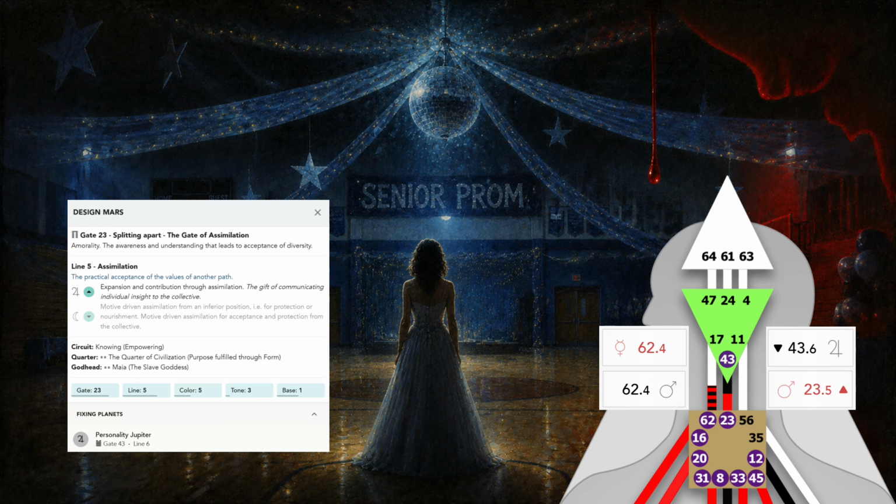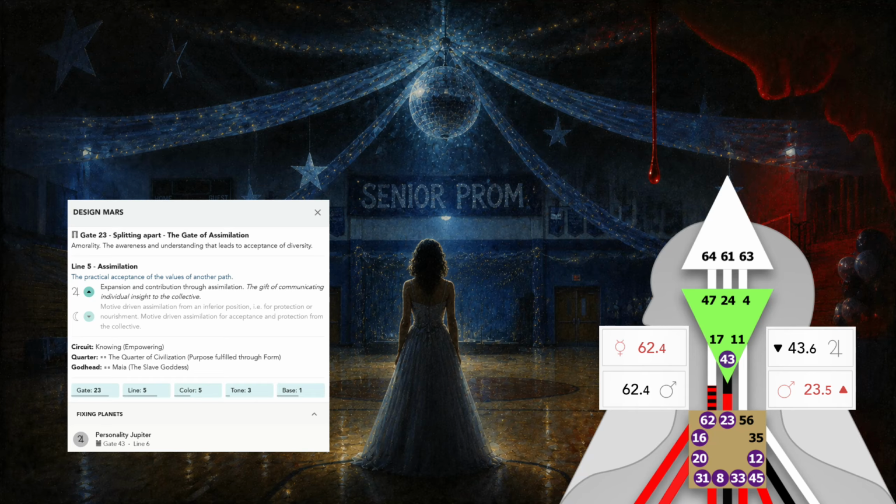Mars activates this 23.5. Mars brings energy, drive, sometimes aggression. On this fifth line expression of individual knowing, Mars gives the explanation a forceful, pushing quality. King's prose is famously relentless. It does not politely suggest, it grabs. That Mars energy on the 23.5 means the explanation comes out with real muscle behind it, sometimes with an edge that can be confrontational.